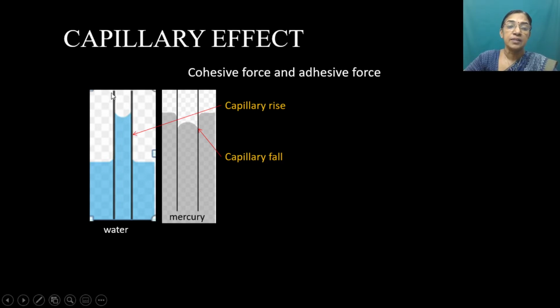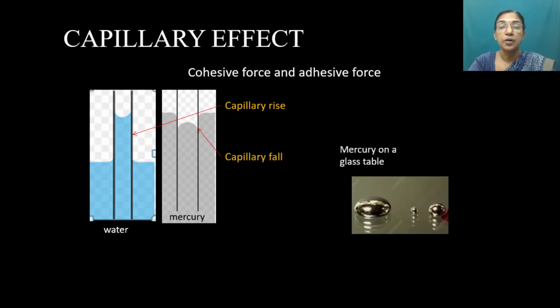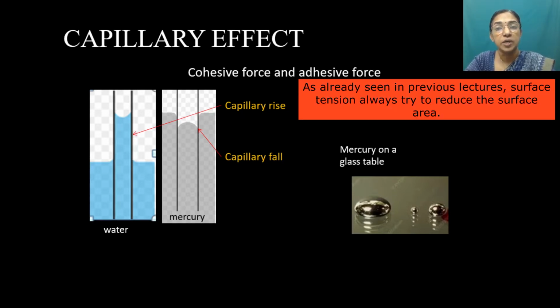This type of fluid we call a wetting fluid. In wetting fluids, the adhesive force is more compared to the cohesive forces. Whereas mercury is a non-wetting fluid. If you drop mercury on a glass plate, you can see that due to surface tension it will behave like a spherical ball. It occupies a spherical shape because for a given volume, a spherical shape has the minimum surface area.